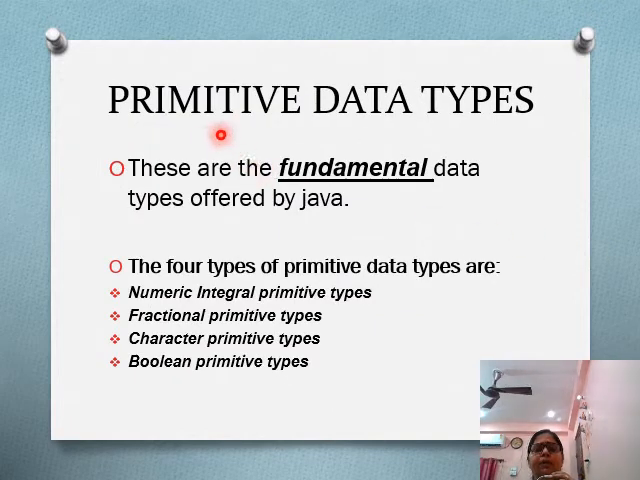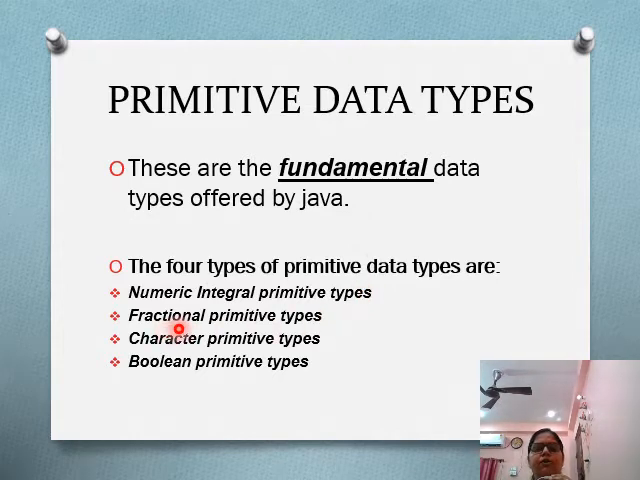Now, what are primitive data types? These are the fundamental data types offered by Java. Generally, we know that there are four types of primitive data types. First is your numeric integral primitive types. In this, a whole number comes, and the number can be negative or positive.